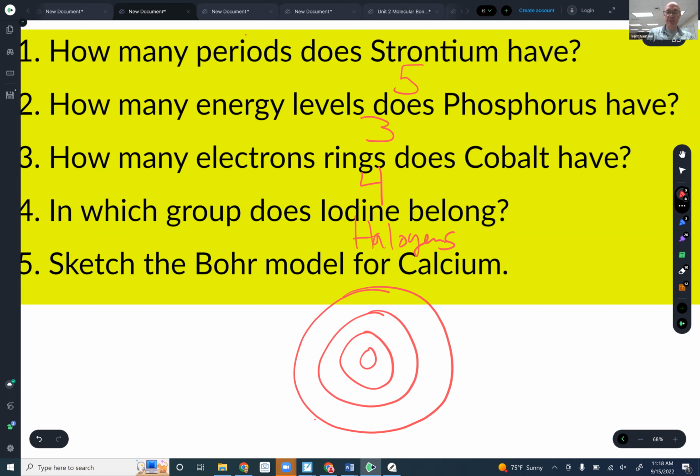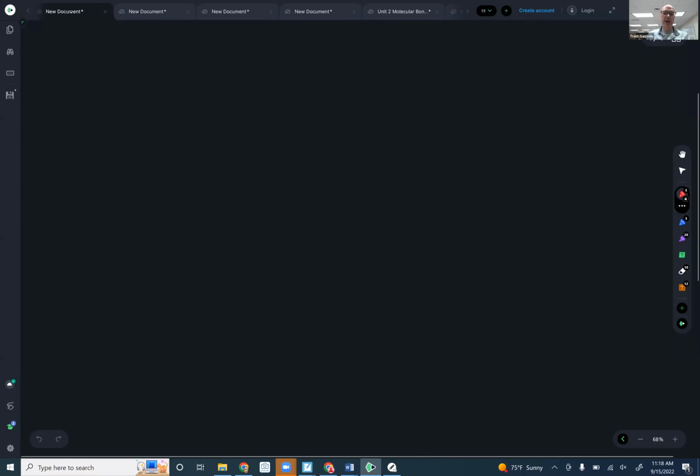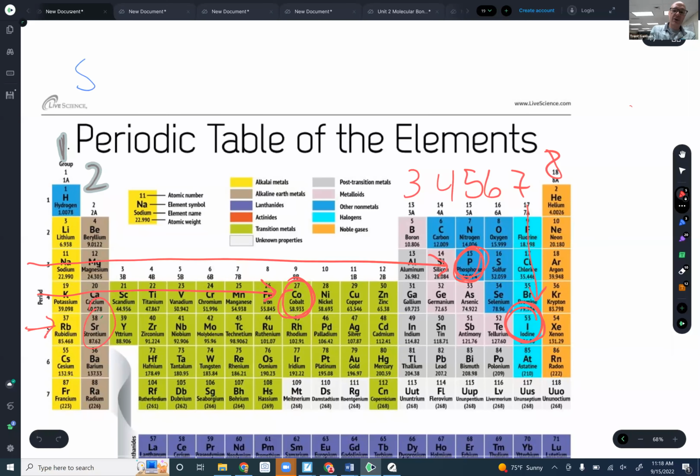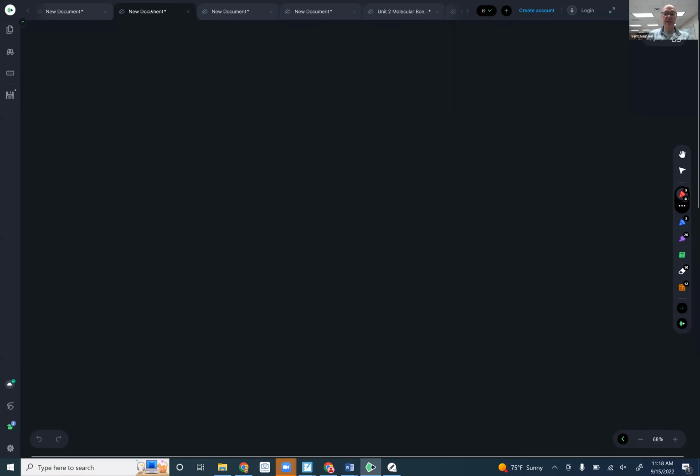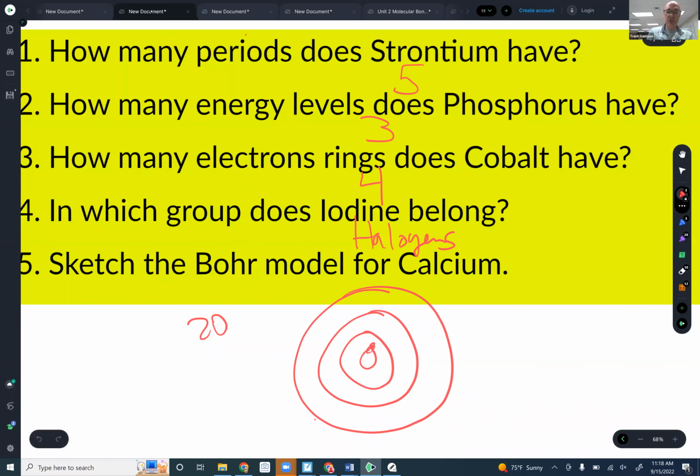All right, Bohr model for calcium. Calcium is element number 20. And what we need to look at from this Bohr model is how we count these electrons on their energy levels. So the energy levels coordinate with the number of electrons on the rings. In the first ring, first energy level, you see 2 boxes. So we are going to need to put 2 electrons on that first ring.